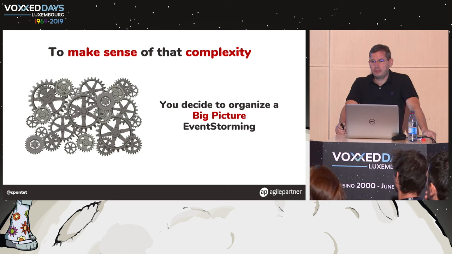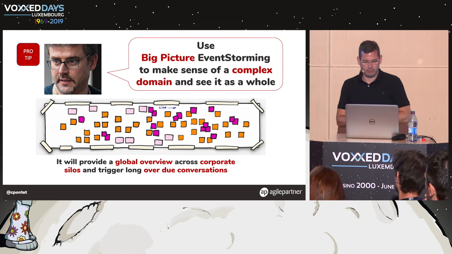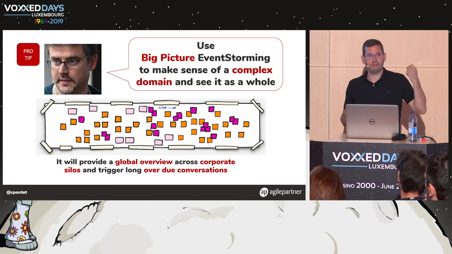Complexity. This is a complex problem. There are a lot of factors, there are a lot of things to pay attention to. And that's where the big picture event storming is useful. So you remember your master who tells you that big picture event storming, you should use it to make sense of a complex domain and see it as a whole. It will provide you global overview across corporate silos. That's the most important. You will cross the barriers of corporations, and it will trigger long overdue conversation. Most people in large corporations, they don't speak to each other anymore.